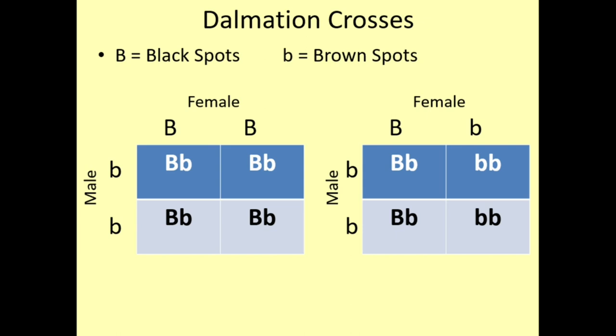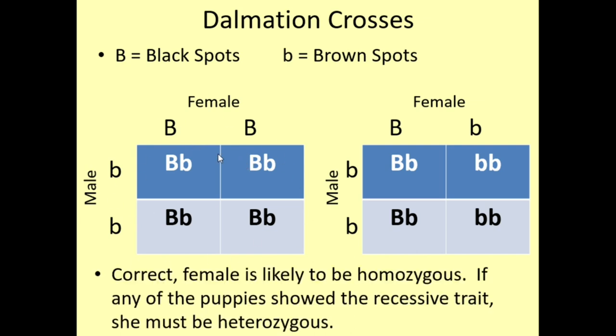What the breeder found was that 100% of the puppies that were born were black spotted. So was she right to conclude that her female dog was homozygous dominant? Well, yes. Based on the evidence that she has, we would say that the female is very likely to be homozygous dominant. If any of the puppies showed the recessive trait, so if any of them had brown spots, then she must be heterozygous, but they didn't. I hope that makes sense. But again, these are the sorts of things that you can have a go at a few times so you can get nice and comfortable with them.